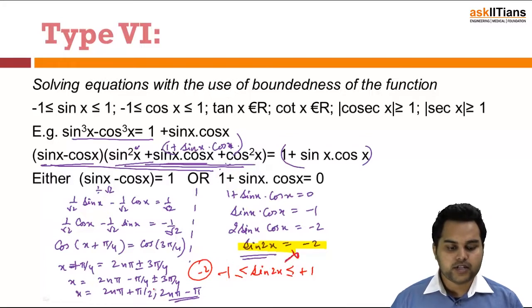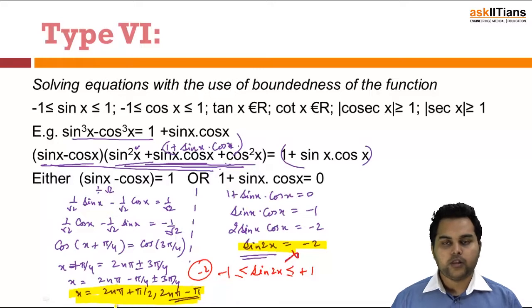So the only solutions that I am left with are these solutions that I have achieved from the other equality, that is sin x is either equal to 2n pi plus pi by 2 or (2n minus 1) pi.